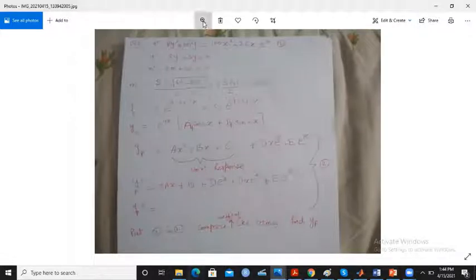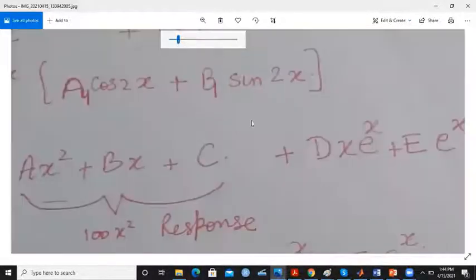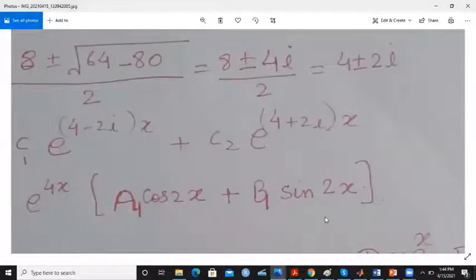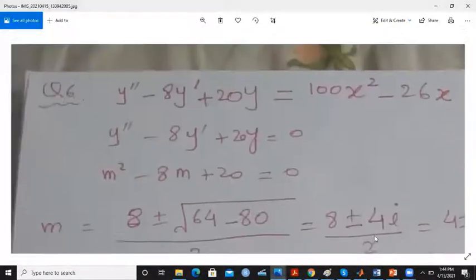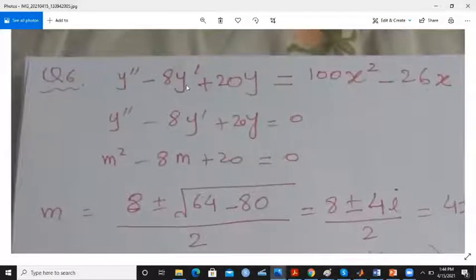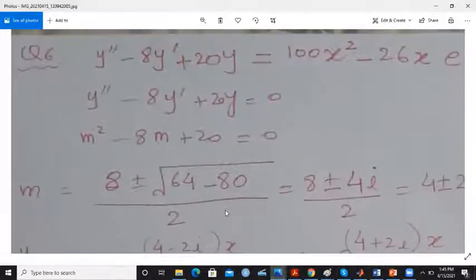Okay, let me zoom it for better understanding. Here is my differential equation. I will put the right hand side equal to 0 to work for the complementary solution. I will see that here I have the double derivative, so m squared, the first derivative, so m, and then the constant 20. I will now solve this characteristic equation using the quadratic formula.